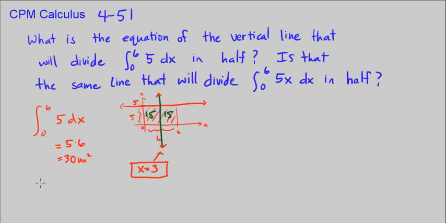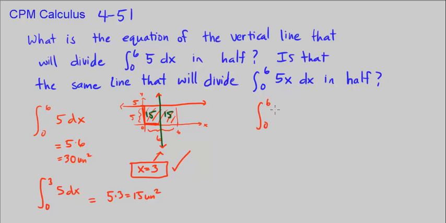We can even test that. We could take the integral from 0 to 3 of the same function, 5. The base is now 3, the height is still 5. 5 times 3 is 15 units squared, so that is half. So this is the line that cuts this region in half.